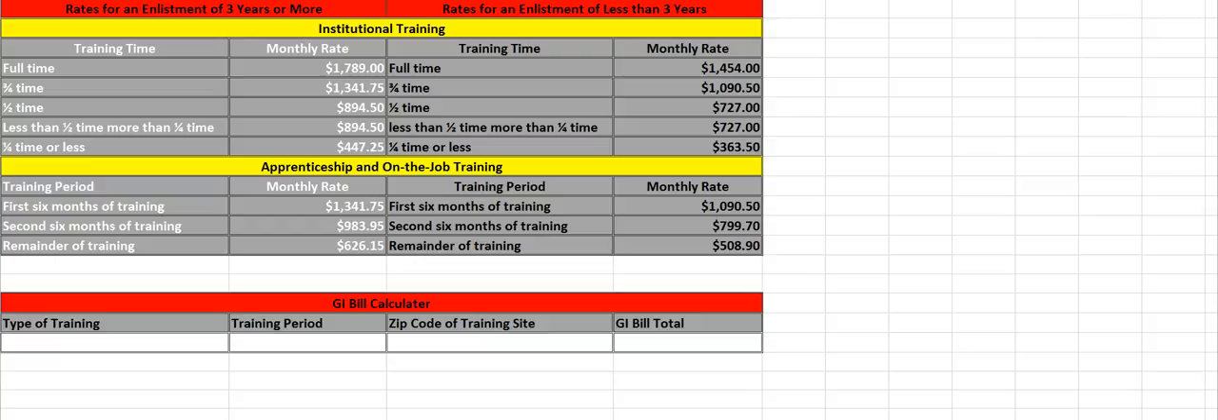In the calculator on the bottom, it takes 3 inputs: type of training, training period, and the zip code of the training site. The type of training and training period correspond to the chart above, whereas the zip codes correspond to the previous spreadsheets. In the final box, the GI Bill total, it calculates what the GI Bill will be given the previously mentioned information. This concludes our foundational spreadsheet model.